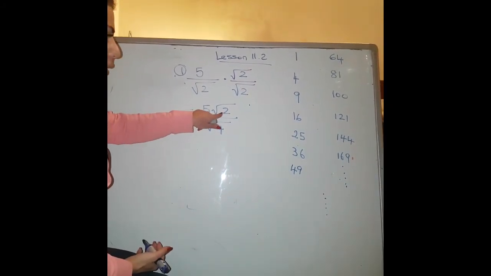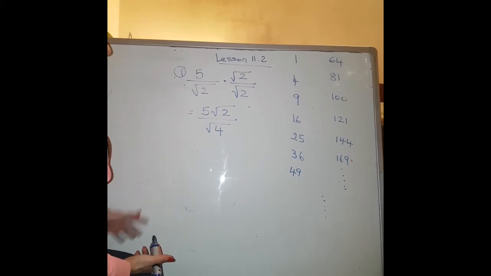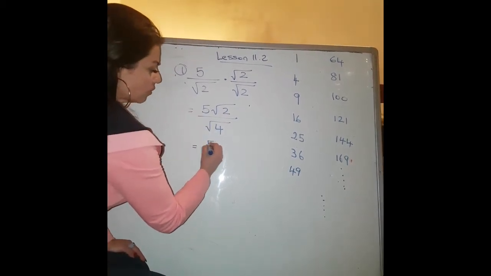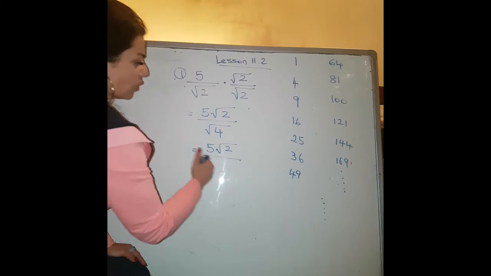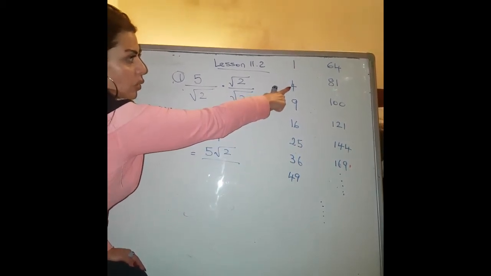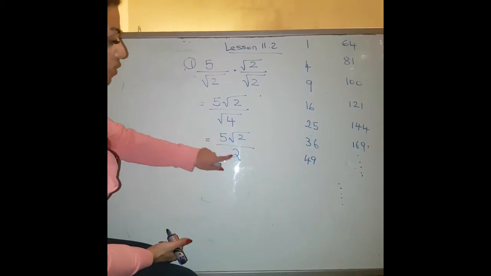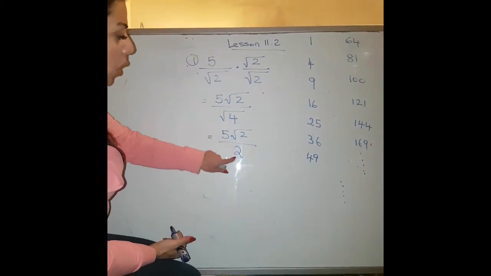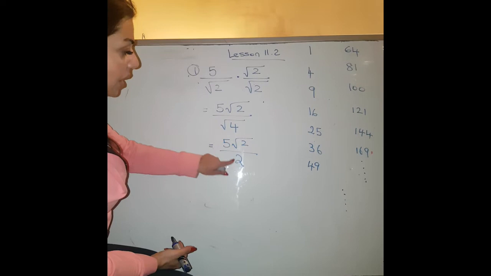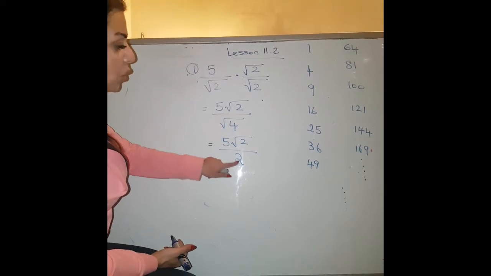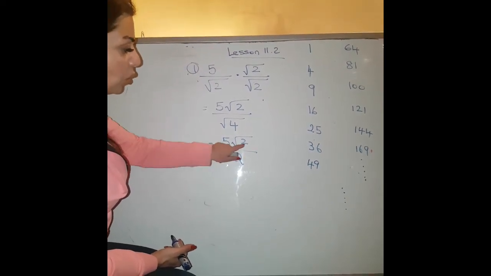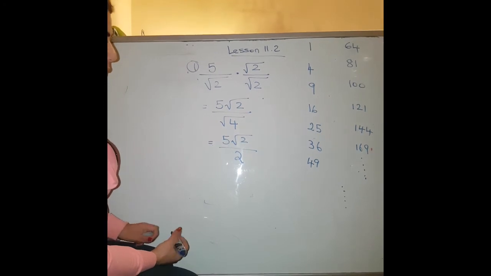Now I start looking at how I'm going to simplify. Can I simplify radical 2? It's already a prime. I cannot simplify it anymore. 5 radical 2 over radical 4, which is a perfect square, which is 2. And that's my answer. Sometimes if I can simplify the whole numbers outside, as in my example, I do simplify them. If I can't, I don't touch anything inside the radical.